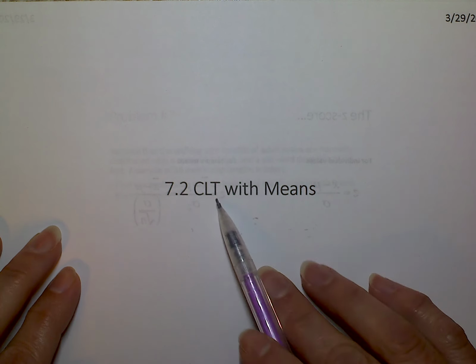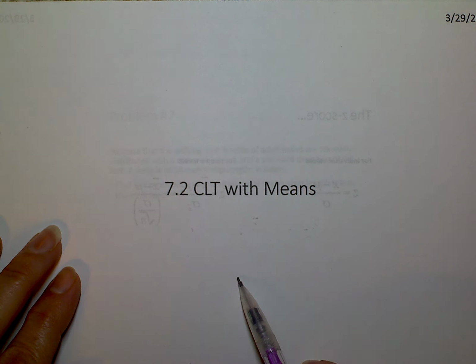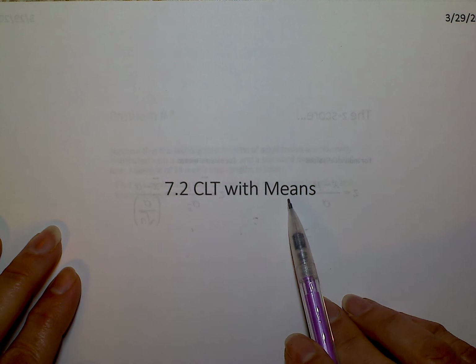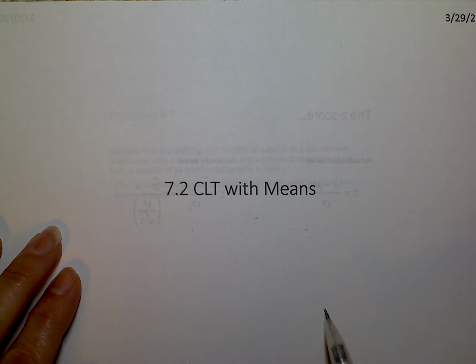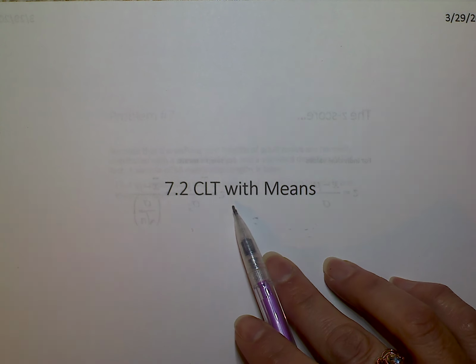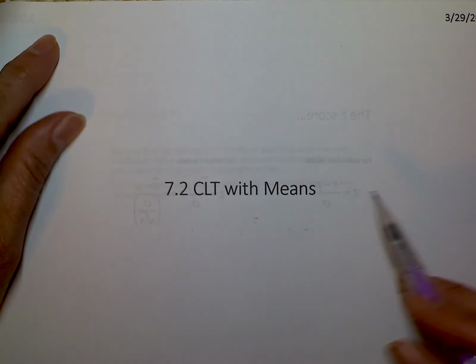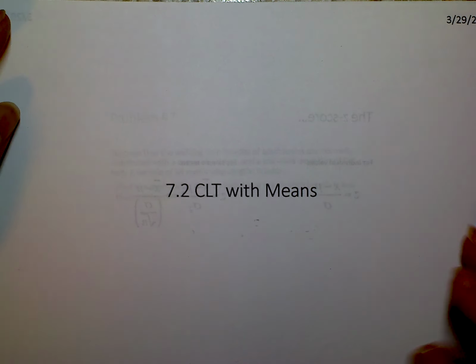If I have that, then the mean stays the same for the sample, and the standard deviation has to be divided by square root of n for the sample standard deviation. And that's if n is greater than or equal to 30. Okay, that's what we saw in the last one. We are going to look at how we use the central limit theorem when we are talking about means.